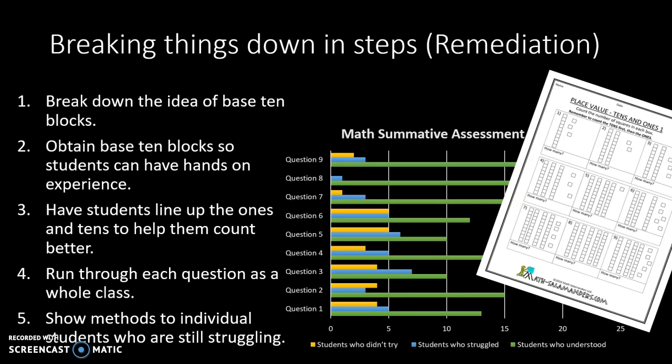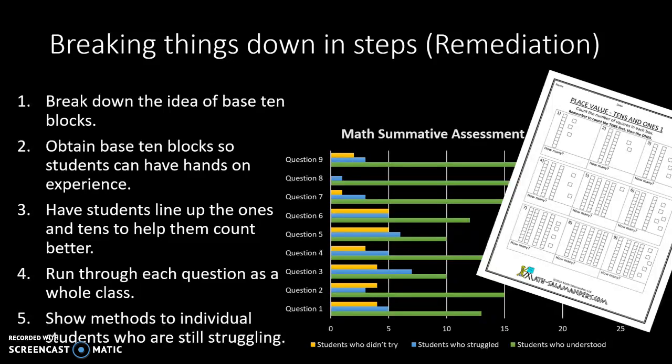Last thing we're going to look at is breaking things down into steps, or remediation. If you look to the right, we have my summative assessment that we looked at prior. To break this summative assessment down, I want to look at 5 ways to do so. To start, we could break down the idea of the base 10 blocks. So if you remember me discussing, let's say we had some students struggle with 8, which it does look like we did, then we can break these down individually so the students are able to count the blocks and see that there are 10 total.